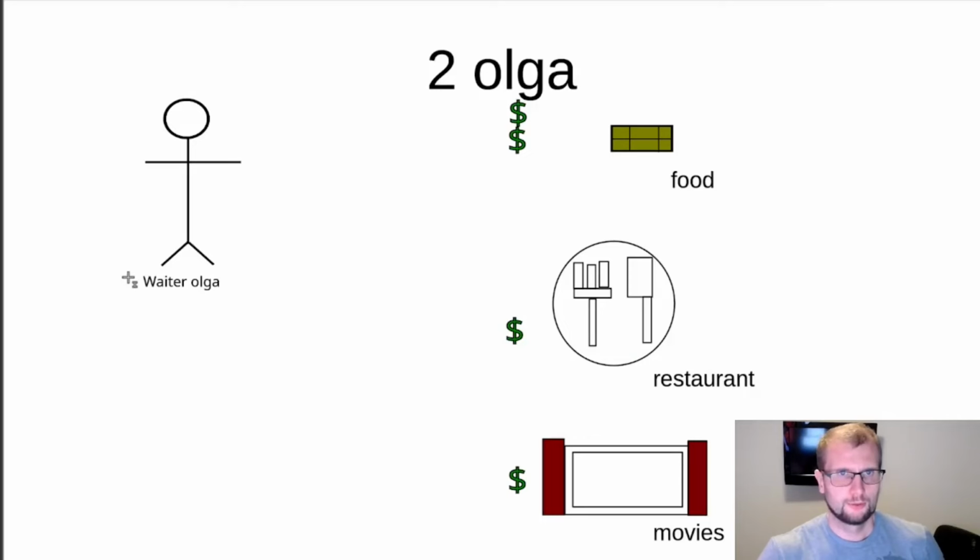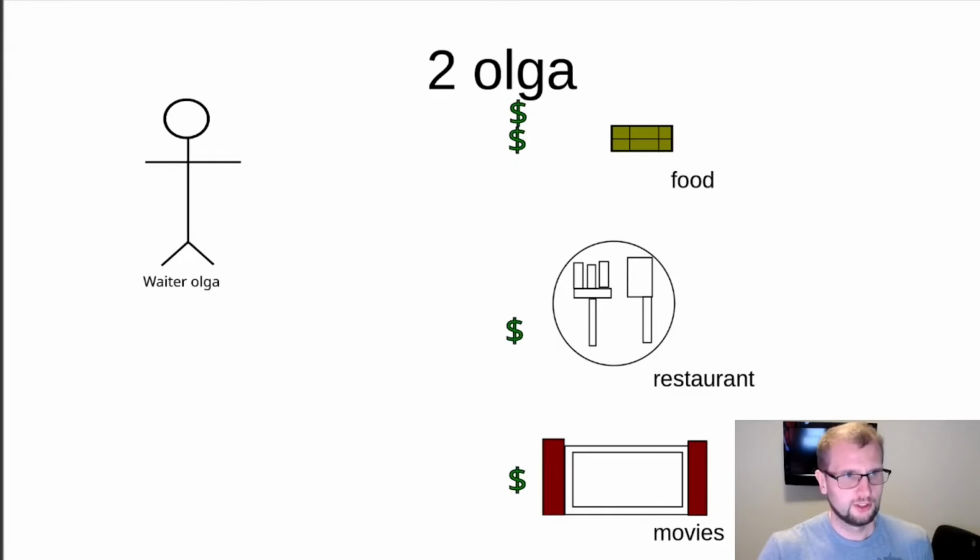Now let's move on to what effect this has on Olga the waiter. We have to look at some other people in society because this also has an impact. In the previous situation, before Ivan raised prices, the waiter Olga was getting along, being able to buy 2 on her wage of 4. On her wage of 4, she could buy food, and she could go to the restaurant once, and she could go to the movies. So there's all these things she could do. This was her budget essentially.